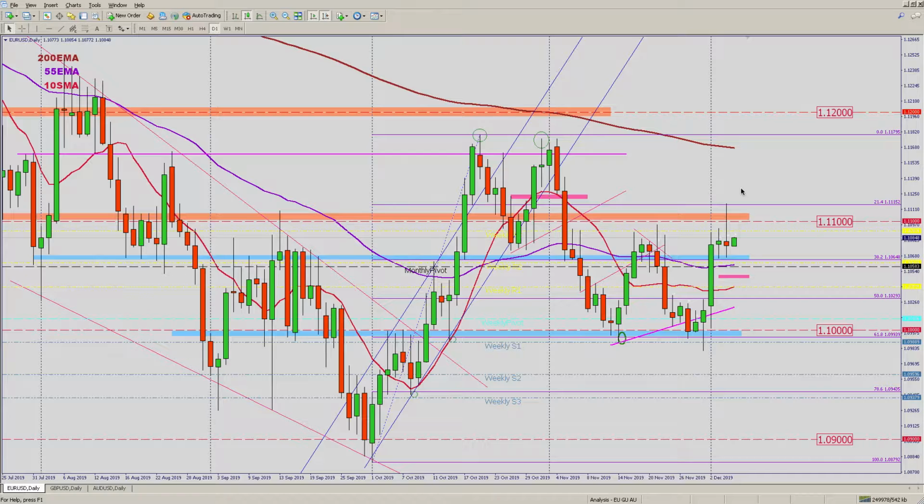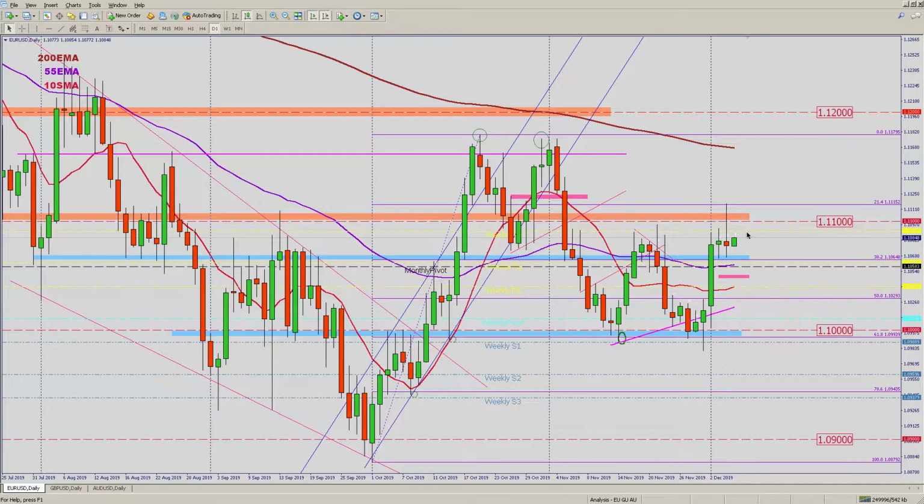Let's take a look at the Euro first. After a bullish start to the week due to poor US data on Monday, it has attempted to climb up higher, but after reaching the 21 fib retracement level, has pulled back down lower and formed a long-legged spinning top here.